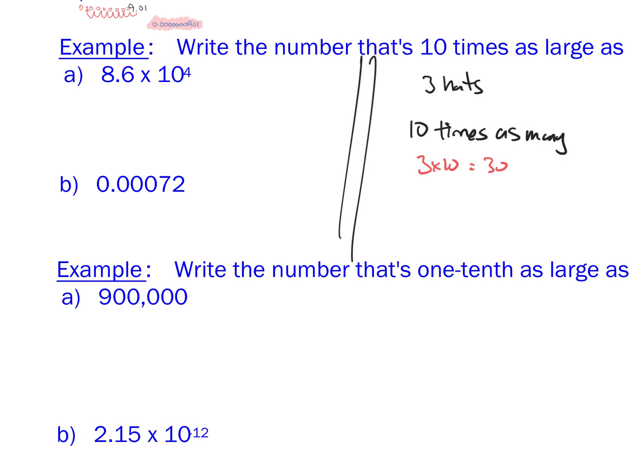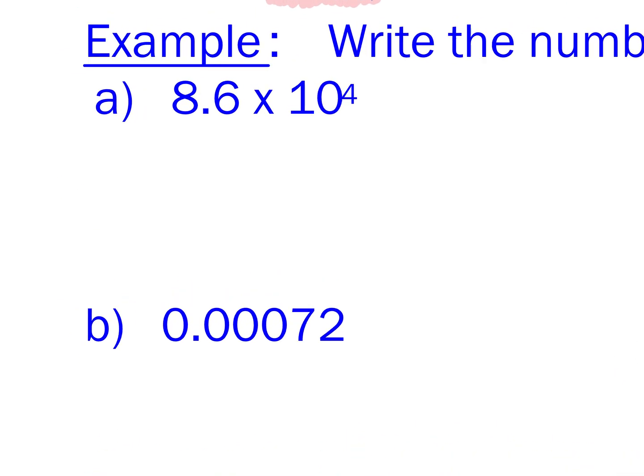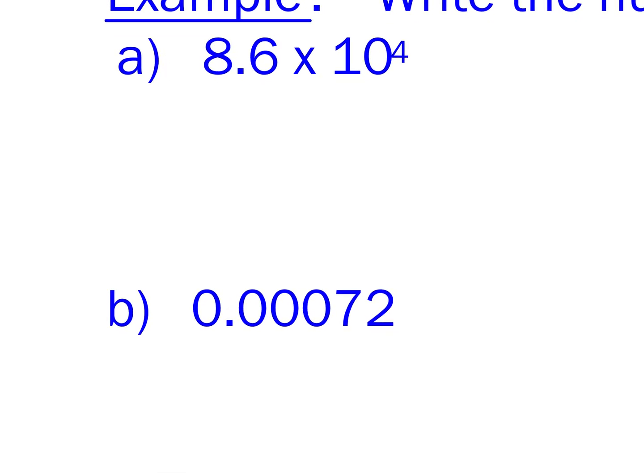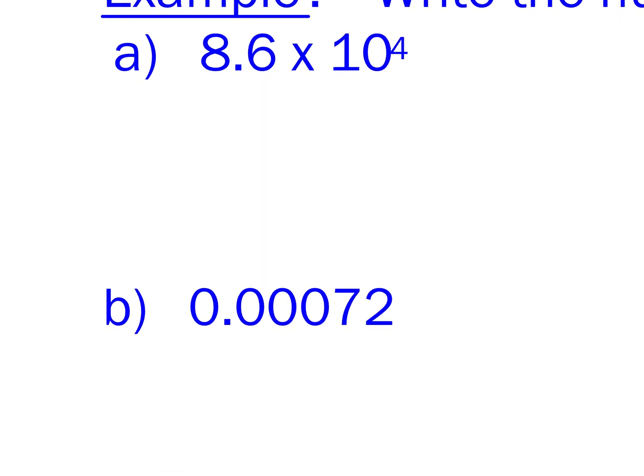So when we see a question like this, write the number 10 times as large as, and it gives us the number in scientific notation. What we're going to do with this number is we're going to multiply it by 10.